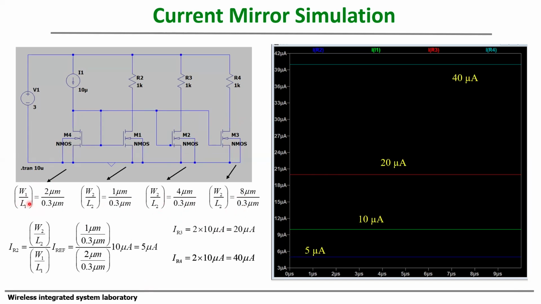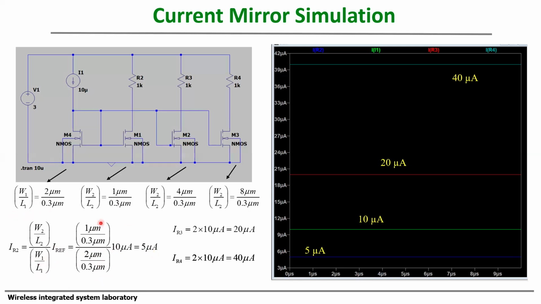So I kept L equal to 0.3, which is the same for all NMOS transistors. So the only variable is W. Then I can get the current through the 1K, which is R2, by using this expression, the fraction of the aspect ratio. The W2 divided by L2 here is 1 micro divided by 0.3. Then that value should be divided by this aspect ratio, which is 2 micro divided by 0.3. So 0.3 and 0.3 cancel out, and then I only need to divide 10 by 2, which is 5 microampere.